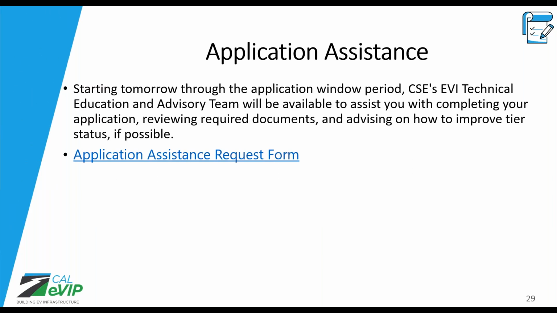For our application assistance, starting tomorrow through the application window, our technical education and advisory team will be available to assist you with completing your application, reviewing the required documents, and advising on how to improve tier status if possible. You will fill out this form, and we should be getting back to you within 2 business days.